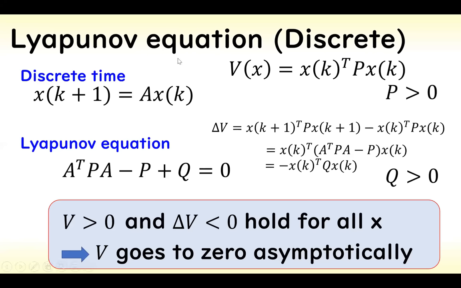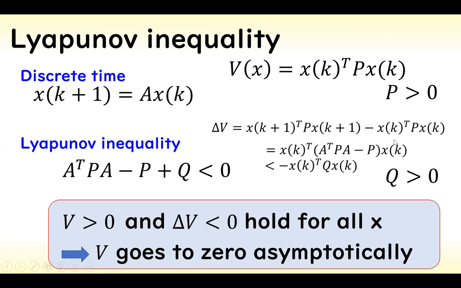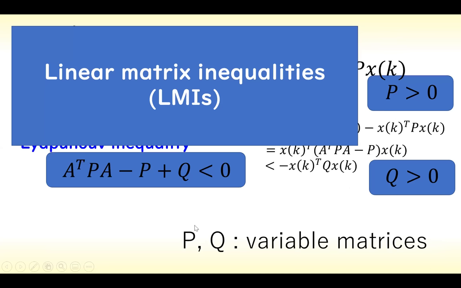In the case of the discrete time system, the Lyapunov equation is given like this, and P and Q should be positive matrices. When these equations hold for all x, V goes to zero asymptotically by these equations and inequalities. In the case of the Lyapunov inequality, V also goes to zero asymptotically by three inequalities. So we solve for P and Q, which are variable matrices. And when we obtain positive matrices P and Q, then the system is stable.